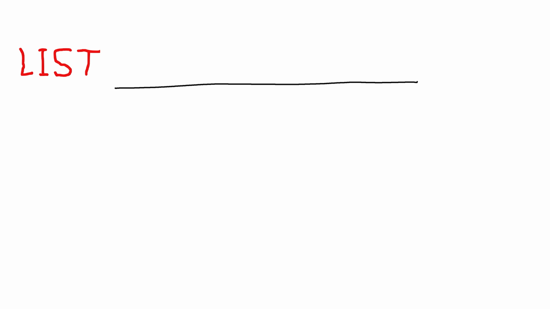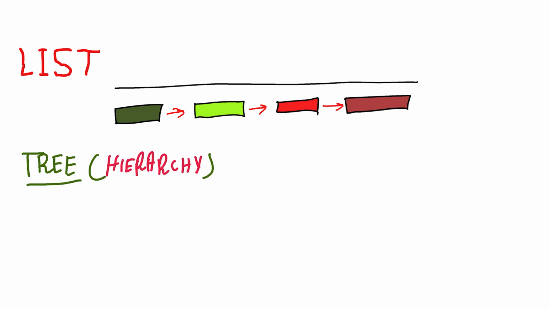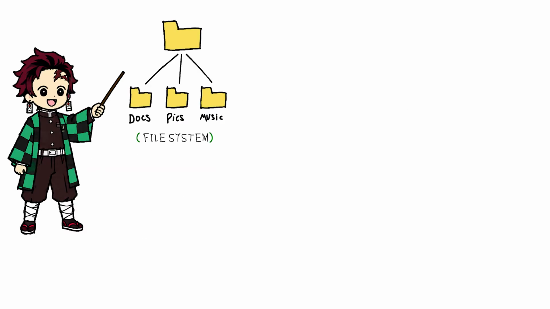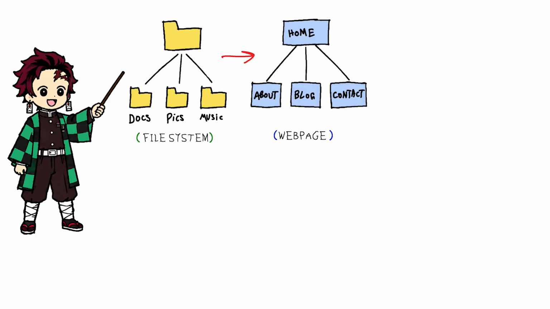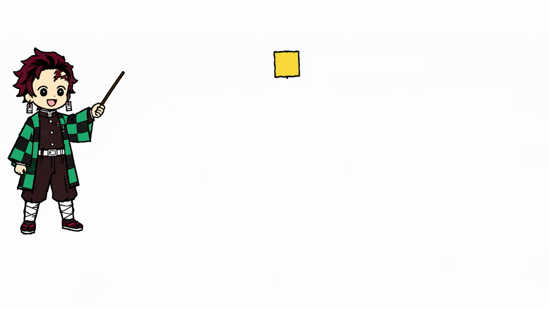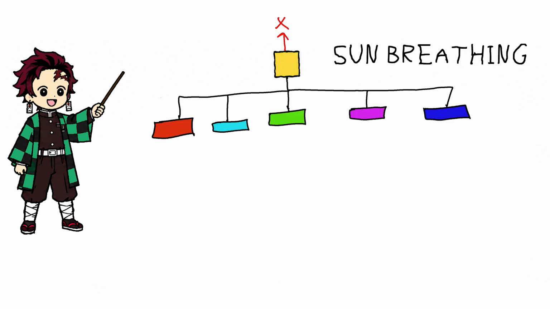A list is flat, everything in one line, one after another. A tree is different. A tree has hierarchy, one thing at the top and everything else hanging beneath it in branches. Every tree has the same vocabulary, and Demon Slayer hands you all of it for free. The root is the one at the very top, with no parent. That's sun breathing. Everything descends from it.